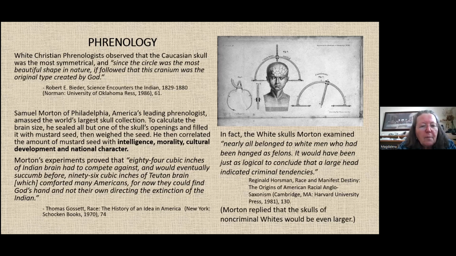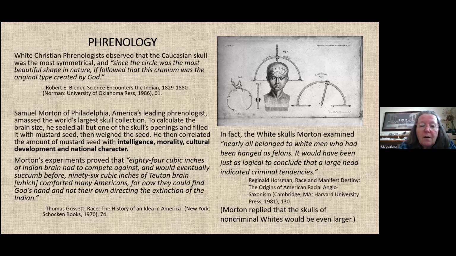Okay. And his experiments proved that 84 cubic inches of Indian brain had to compete against and would eventually succumb before 96 cubic inches of Teuton brain. And this comforted many Americans, for now they could find God's hand and not their own directing the extinction of the Indian. Nice justification, right? God created smaller brains for Indians, and therefore we can exterminate them.